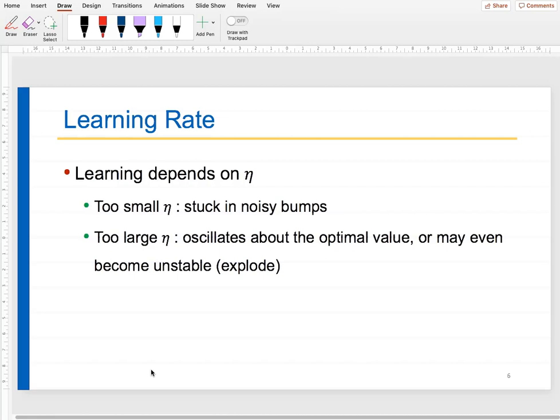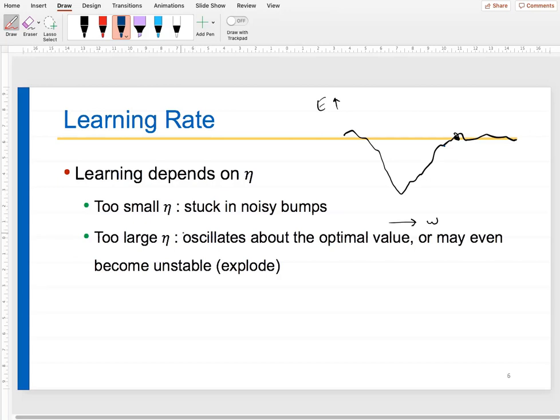Okay, I think I have put this slide here. Learning rate. How to choose your learning rate. If you choose your learning rate very small, what will happen? Let us say this is my error, and this is my W. My initial W is somewhere here. If I choose my learning rate very small, it will take so long to reach the optimal W star, right? And it is also possible it may get stuck in these noisy bumps. So that is why I do not want a very small step size.